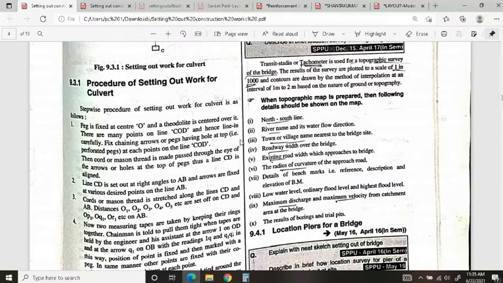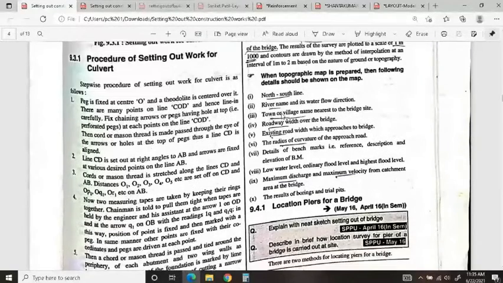The first one is the north-south line, meaning there should be an indication of the northern side. Once you show the north side, obviously the opposite one will be the south, the right hand side will be the east and the left hand side will be the west. Then the river name and its water flow direction, town or village name nearest to the bridge site, road width over the bridge, and the existing road width of the approaches to the bridge.